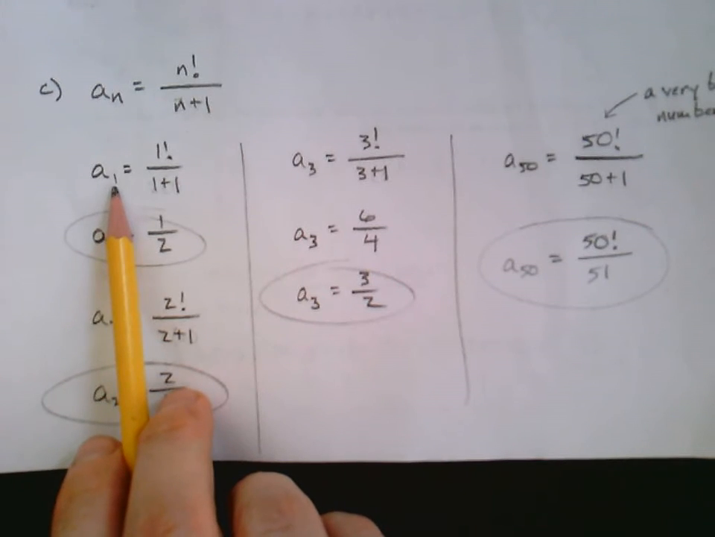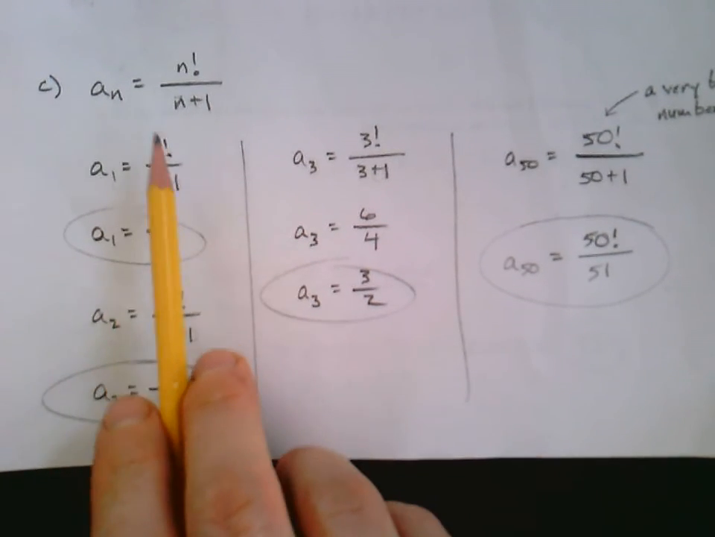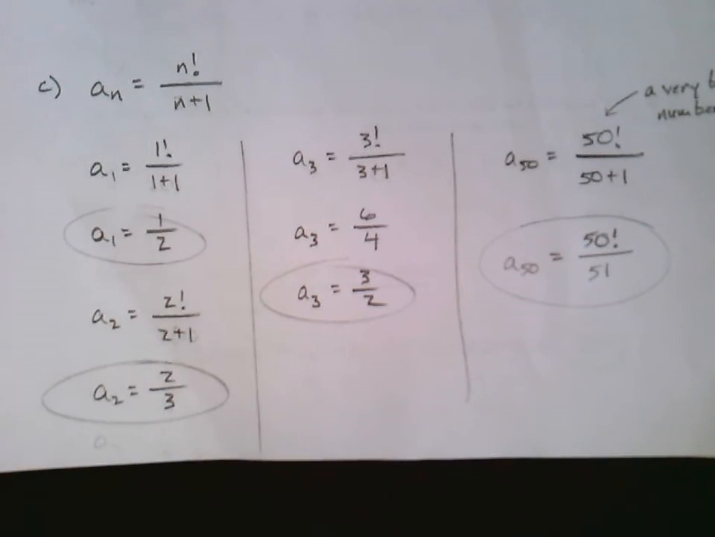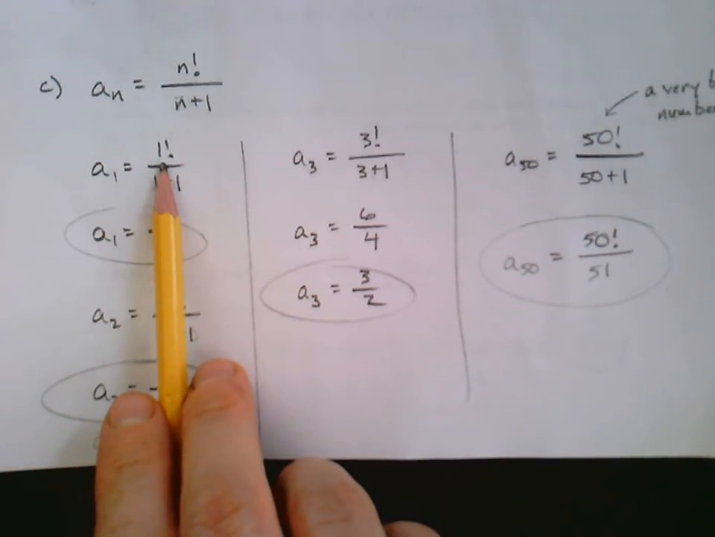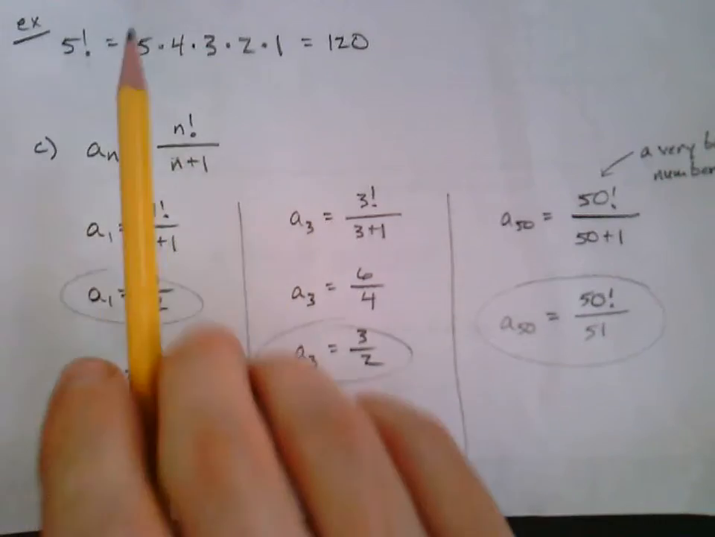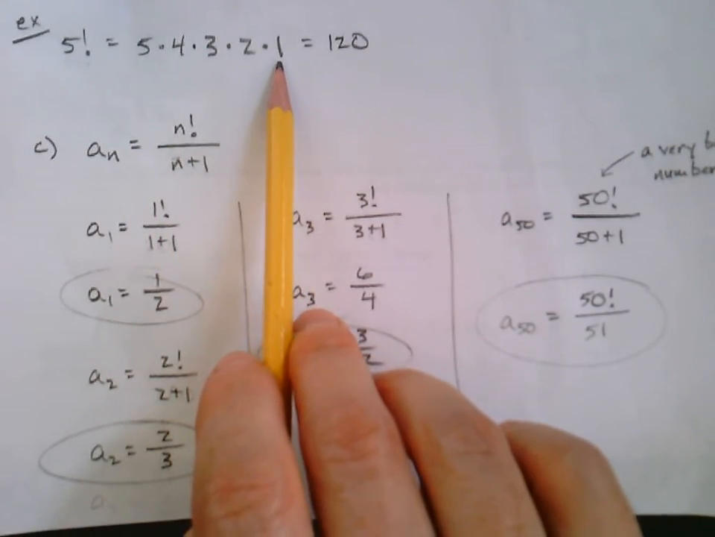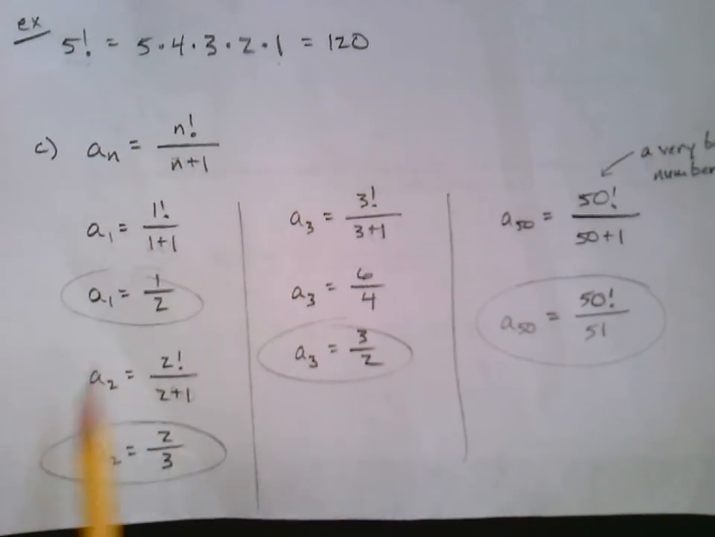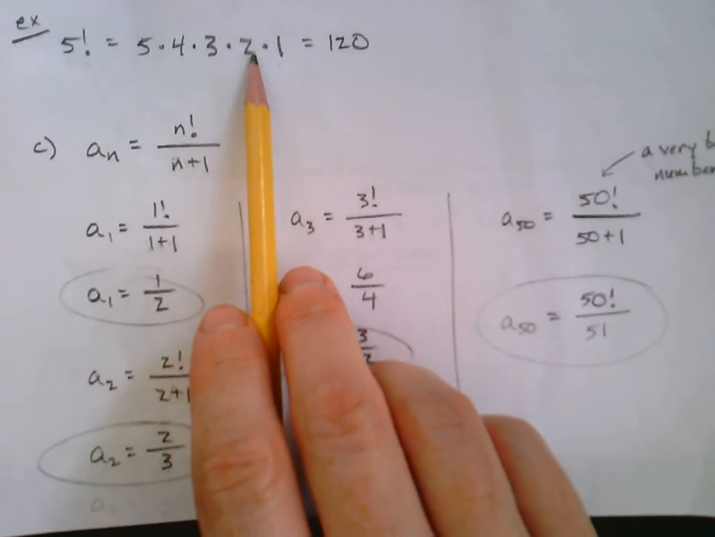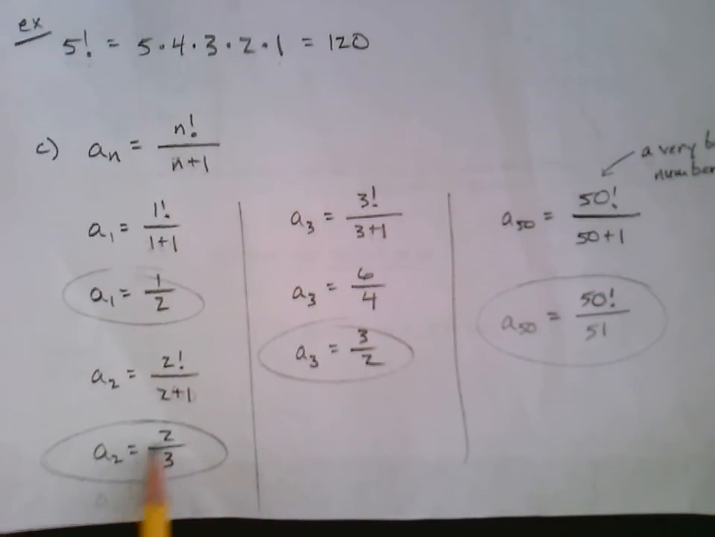So the first term, a1, of course, that's 1 factorial over 1 plus 1. 1 factorial is simply 1, right? The way it's defined, if you start with 1, there's nothing more to do. So 1 factorial is 1, and of course it's over 2. So 1/2 is a1. a2, 2 factorial over 2 plus 1. Well, 2 factorial, start with 2, 2 times 1. 2 factorial is actually just 2. And then the denominator, 2 plus 1 is 3.